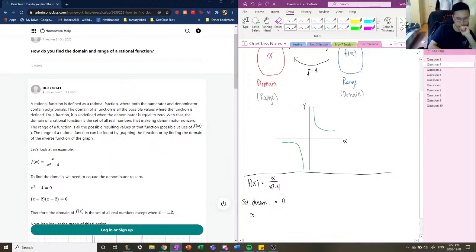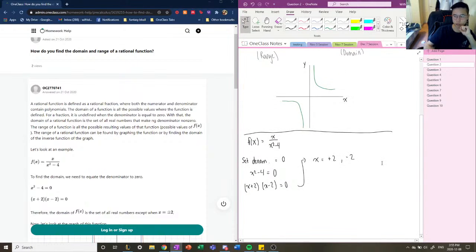Okay, so we have x squared minus 4 equals 0. And we're going to do a quick factoring here. So it's x plus 2 times x minus 2, equal to 0. So we have two values of x that will make our denominator equal to 0, which is plus 2 and minus 2. All right, great. So now we know the values of x that will make our denominator equal 0. So now what is our domain?